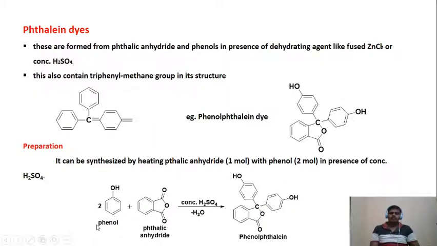What happened? 2 moles of the phenol reacts with the phthalic anhydride in presence of the dehydrating agent, that is concentrated H2SO4. What are dehydrating agents? Dehydrating agents are those agents which are used to remove the water molecule from the compound. So here the dehydrating agent is concentrated H2SO4 to produce this phenolphthalein. In a one step reaction, 2 moles of phenol react with 1 mole of phthalic anhydride in presence of concentrated H2SO4 to give the phenolphthalein indicator, okay, of the phthalein dye.